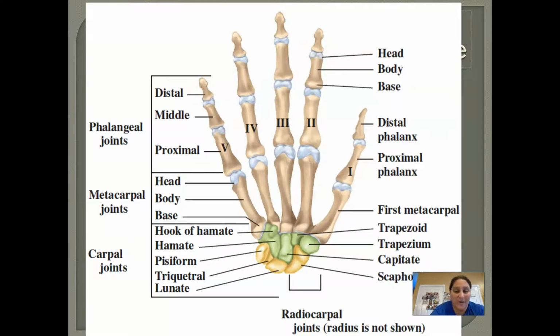Okay, this is the bones. So just similar to with the foot, your thumb only has two phalanges, your proximal and your distal phalange, whereas digits 2 through 5 have a proximal, middle, and a distal phalange. So right here, this joint is going to be the DIP joint. DIP is distal interphalangeal joint, and right here is the PIP.